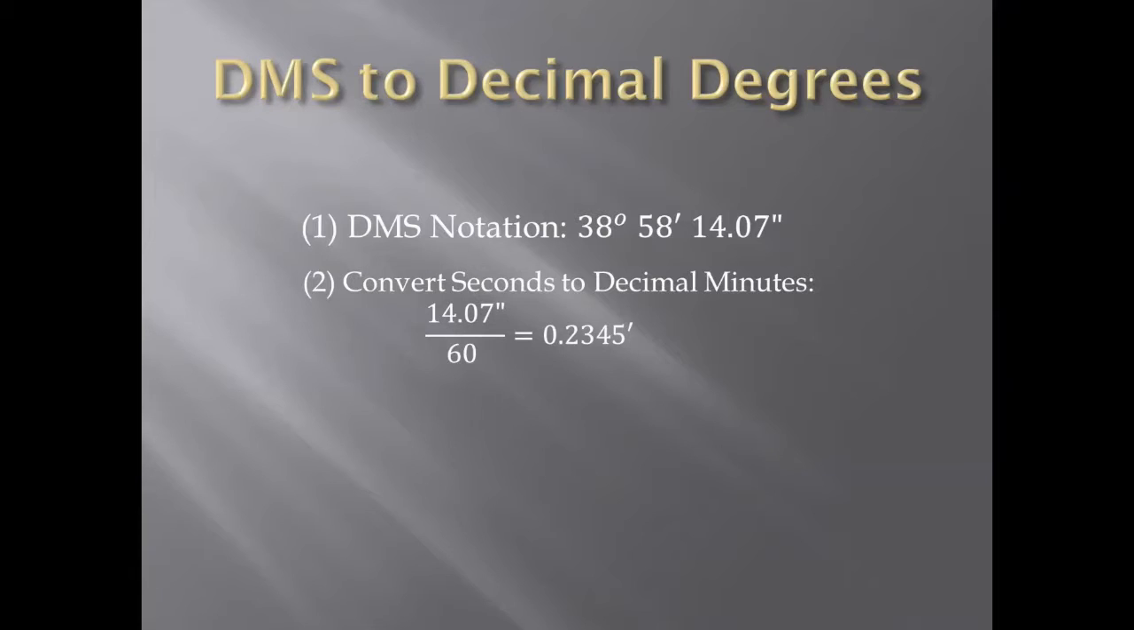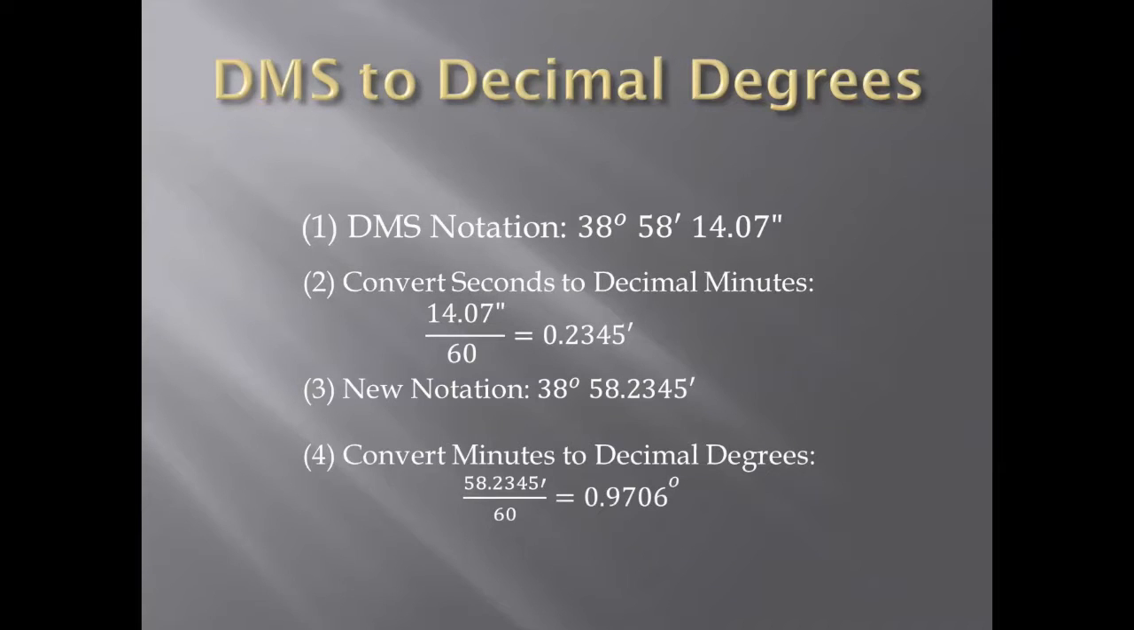We start by converting seconds to decimal minutes. Take 14.07 and divide it by 60 and get 0.2345. The new notation then becomes 38 degrees and 58.2345 minutes. Now we need to convert minutes into decimal degrees. We take 58.2345 and divide it by 60 to get 0.9706 degrees. Finally, our coordinate in our new notation is 38.9706 degrees.